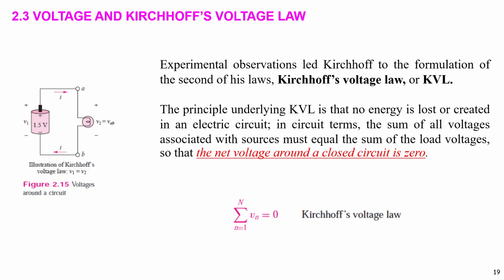Okay, then now we talk about Kirchhoff's voltage law. Kirchhoff's voltage law states that the net voltage around a closed circuit is 0. So the sum of voltages around the circuit is 0. Right? So sigma Vn is 0. So if we have any circuit with V1, V2, V3, V4, there's a voltage across each, right?